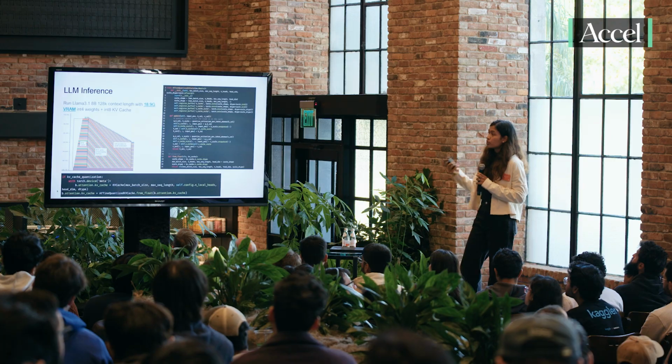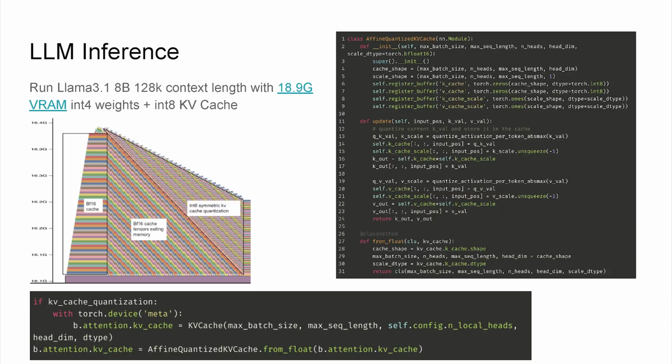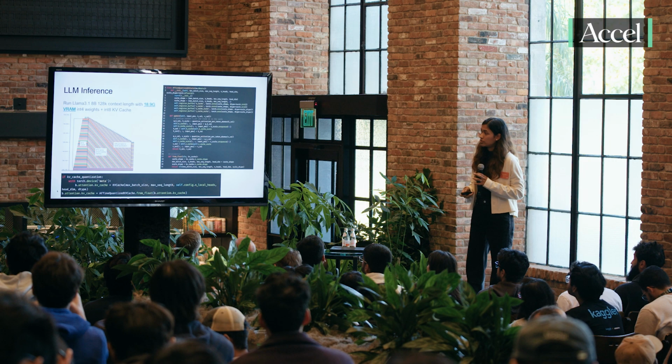Now we can also compose this int4 weight-only quantization with KV cache quantization and run the Llama 3 model with 128K context length in less than 24 gigs of VRAM on a consumer GPU. And writing KV cache quantization in PyTorch is just a few lines of code. This is written in less than 50 lines of code. And this is meant to be more of a reference implementation that you can just copy-paste into your own model and enable KV cache quantization on it.